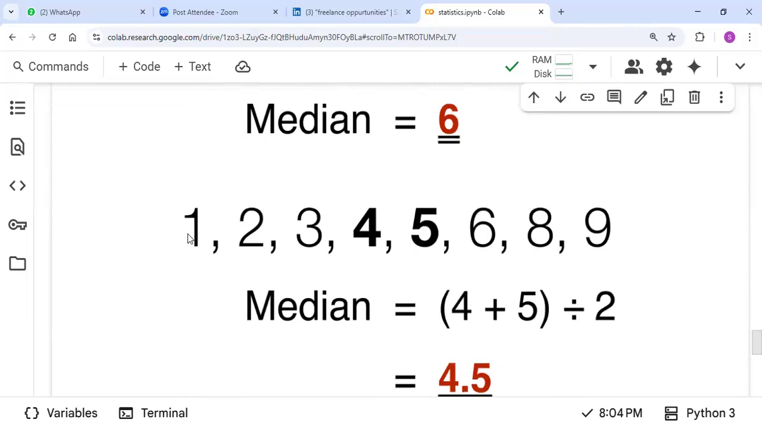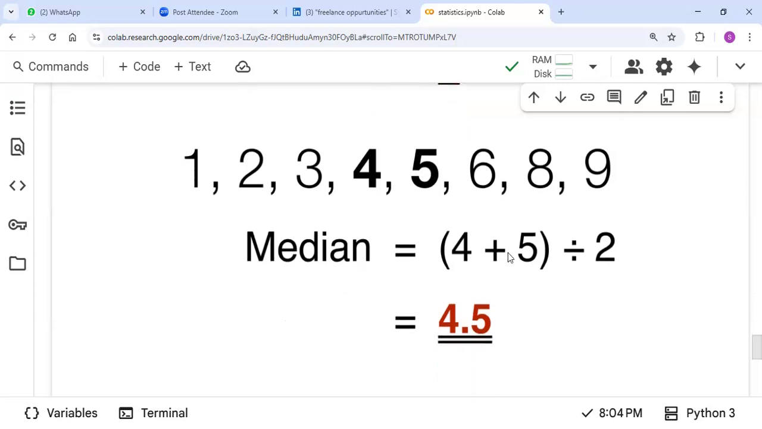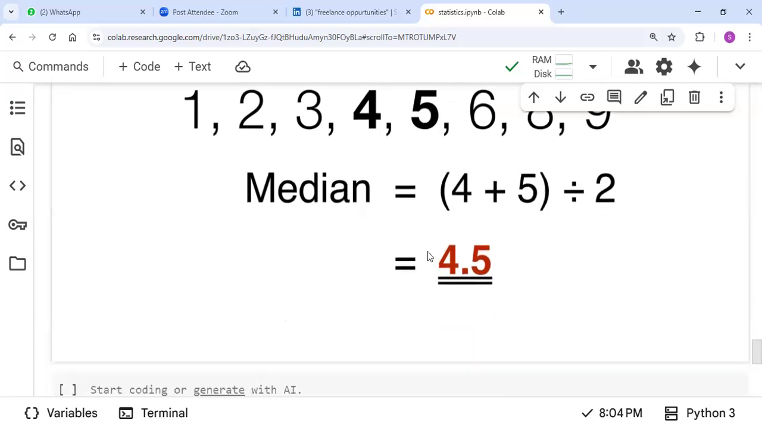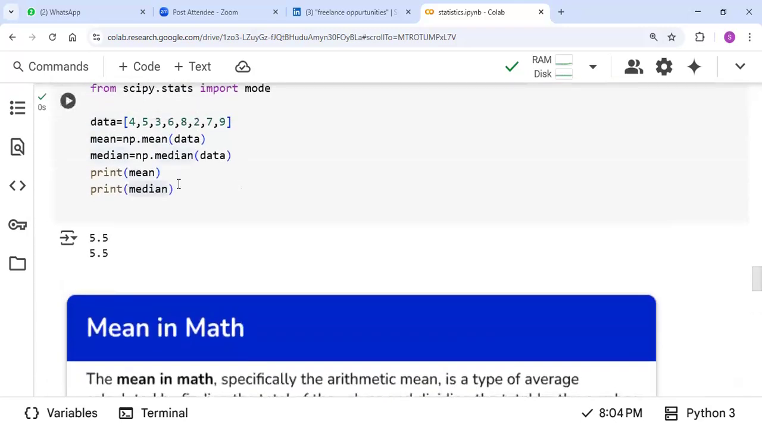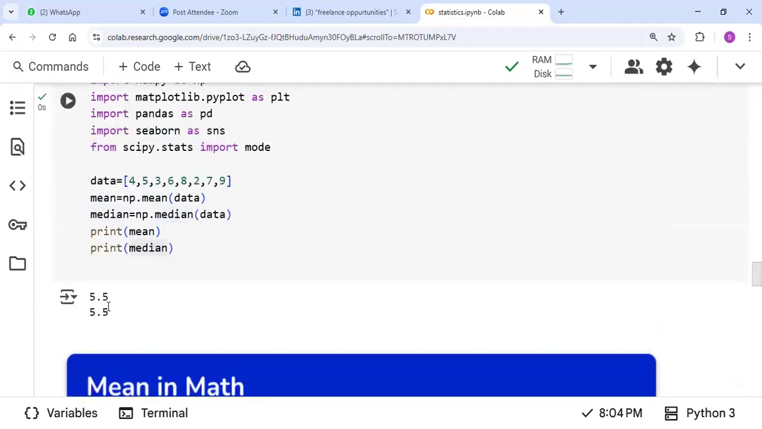If the n value is an even number, if you count 1, 2, 3, 4, 5, 6, 7, 8, the total number of values is 8, which means the n value is 8. This means it is an even number. So you want to identify the average of the middle two numbers. If you take the average of the middle two numbers, that is going to give you the median of it.